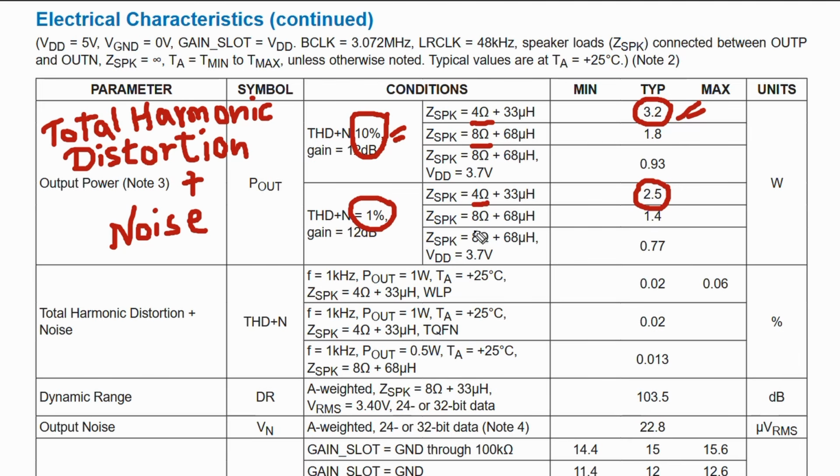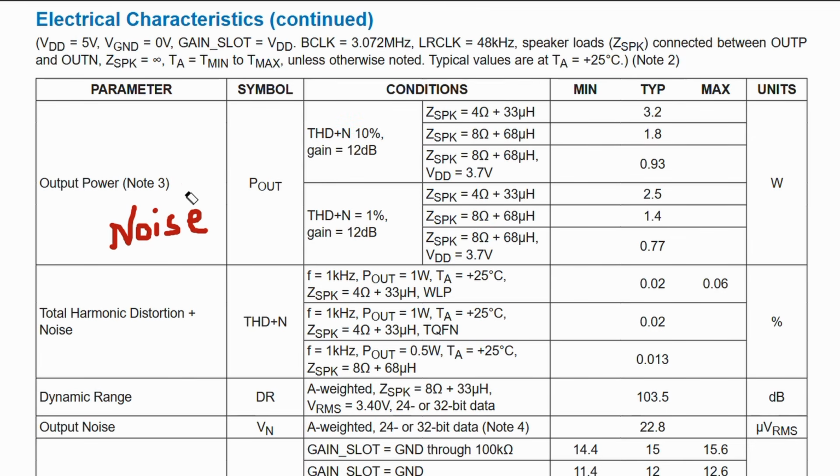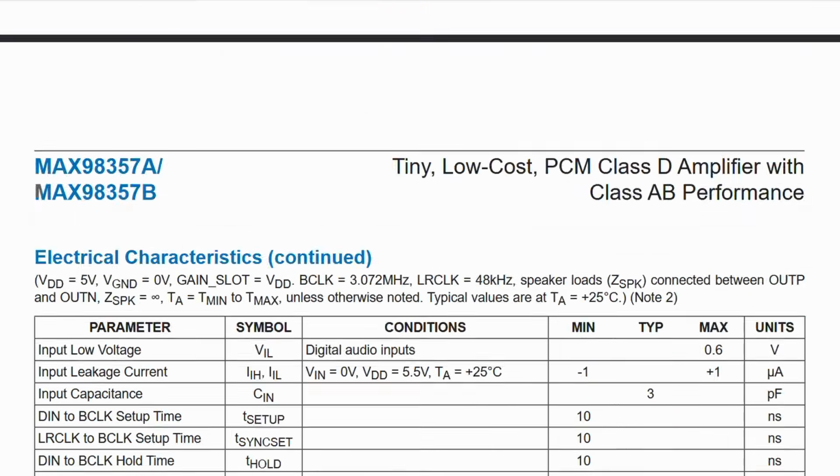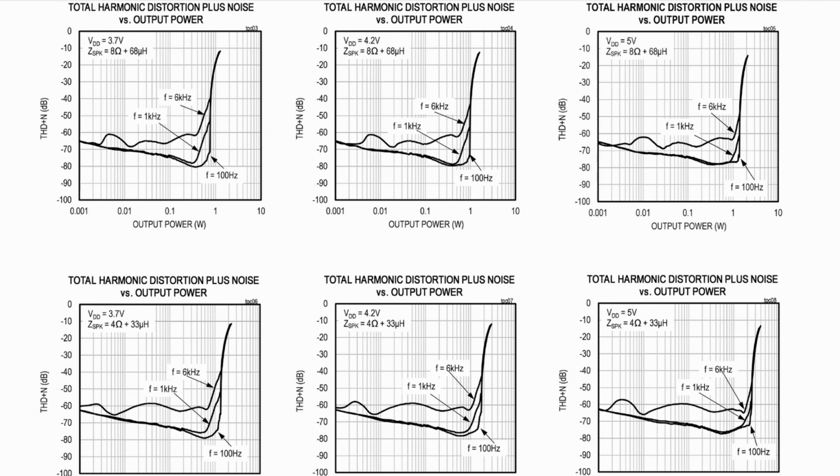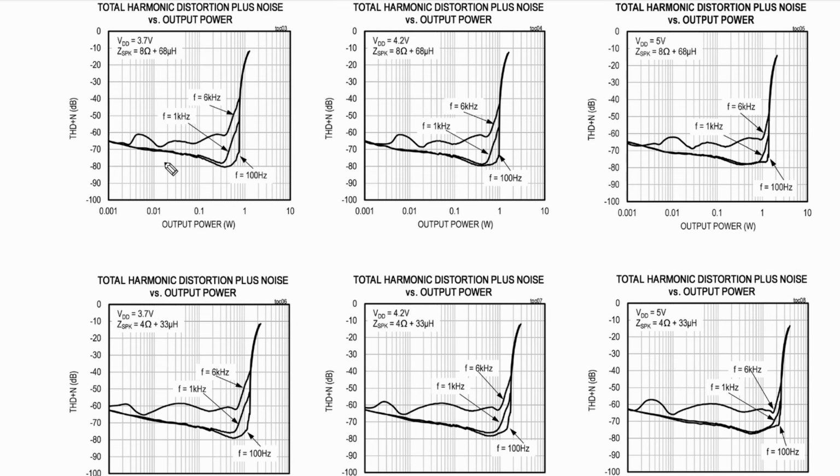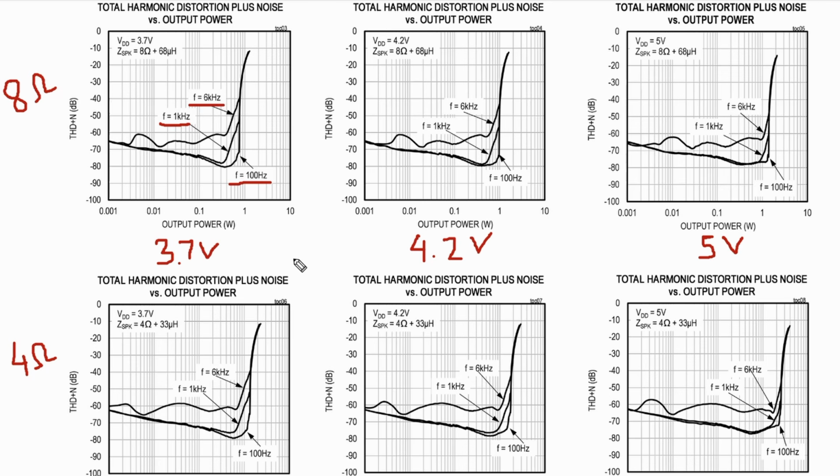But if you operate at slightly lower power, around 2.5 watts, distortion drops to about 1%, giving much cleaner and more usable audio. Look at these graphs showing THD plus noise versus output power. In the first row, we have an 8 ohm speaker, and in the second row, a 4 ohm speaker. Across the columns, supply voltage increases from 3.7 volts to 4.2 volts and then to 5 volts. Inside each graph, there are 3 curves corresponding to different audio frequencies: 100 Hz, 1 kHz, and 6 kHz.